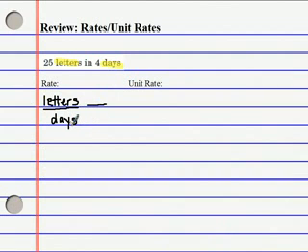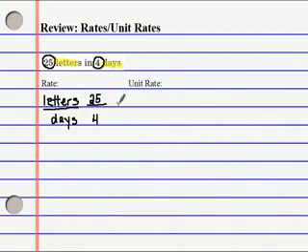Let's grab some numbers from the problem. I'm going to do days first. So I'm going to look in the problem for my number of days. Well, there were 4 days. Since my label's on the bottom, that's where my 4 goes. The number of letters, let's see, 25, and that'll go on top since that's where my label tells me to put it. So my rate is 25 to 4, 25 letters in 4 days.